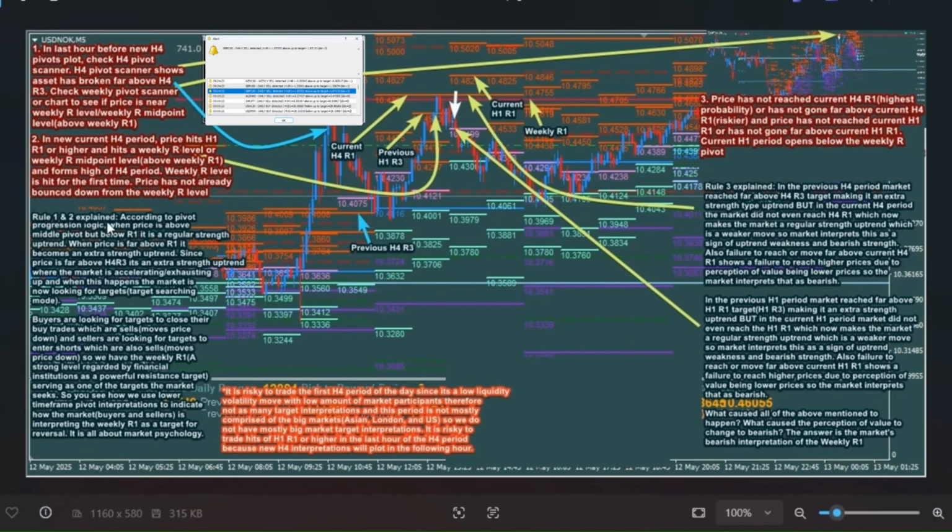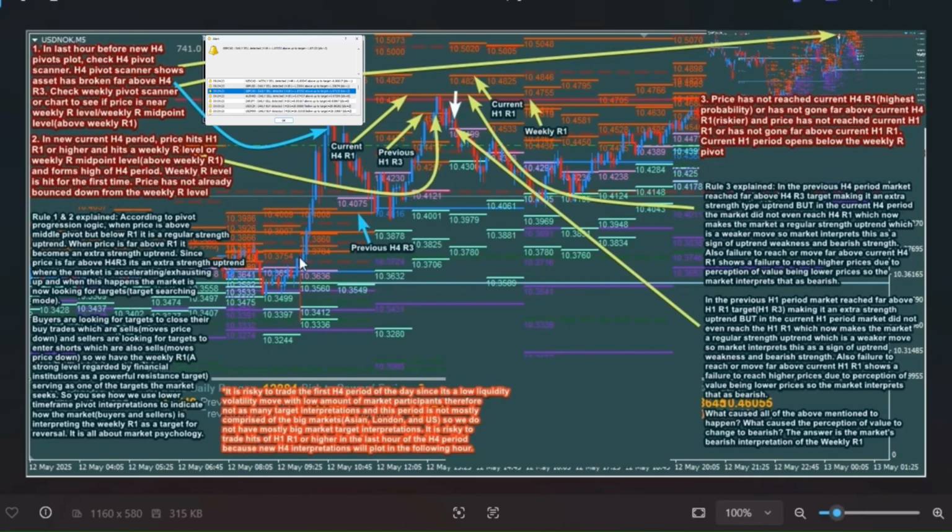Rule number 1 and 2 explained. According to pivot progression logic, when price is above the middle pivot but below R1, it is a regular strength uptrend. When price is far above R1, it becomes an extra strength uptrend. Since price is far above H4 R3, it's an extra strength uptrend where the market is accelerating or exhausting up. And when this happens, the market is now looking for targets, or in other words, the market is entering target searching mode, okay?